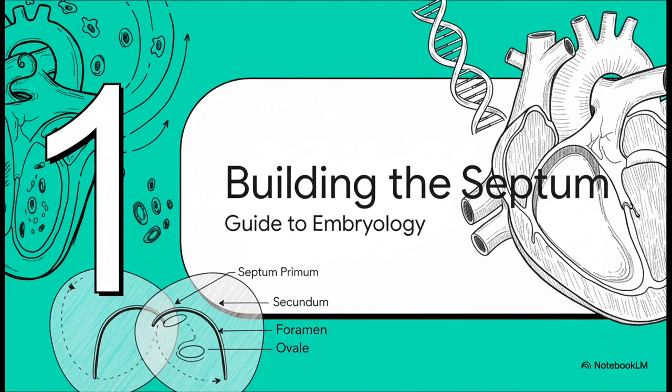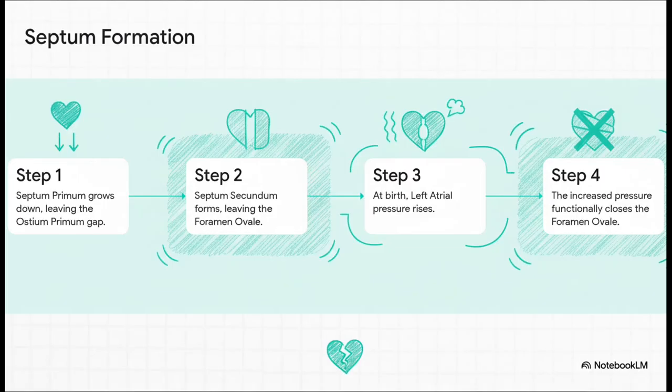All right, first things first, to really get what an ASD is, we need to go back to the beginning, back to embryology. Let's take a quick look at how that wall, the atrial septum, is supposed to form in the first place. Okay, so this whole process is actually a really elegant four-step dance. Step 1, a little wall called the septum primum starts growing down, but it leaves a small gap at the bottom. That's the ostium primum.